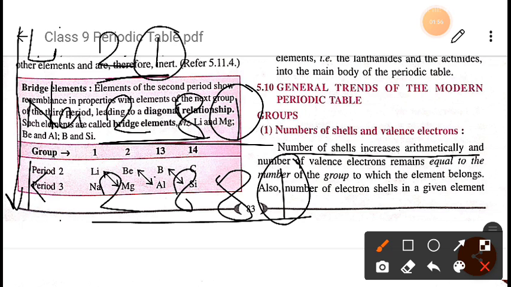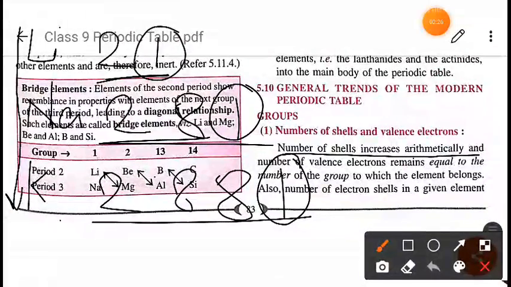So what I mean to say is that the number of shells increases automatically, and the number of valence electrons remains equal to the number of the group to which the element belongs, okay? And also we can say the number of electron shells in a given element is equal to the number of the period to which it belongs.